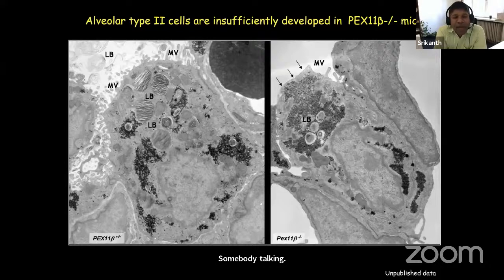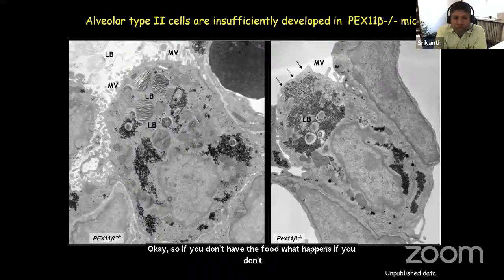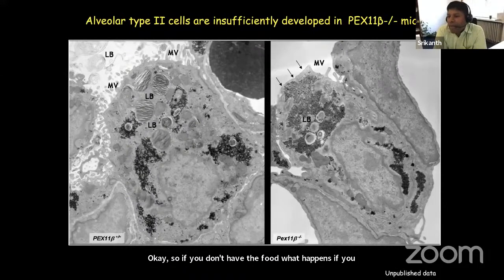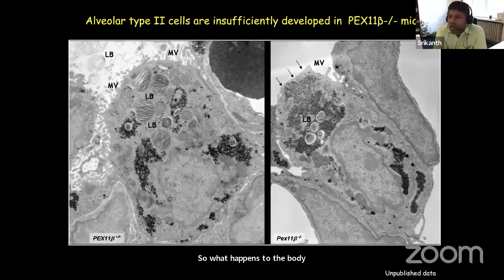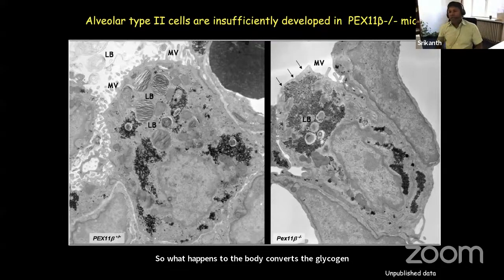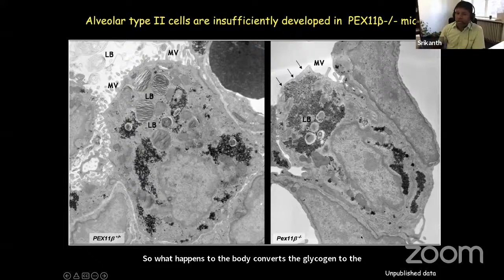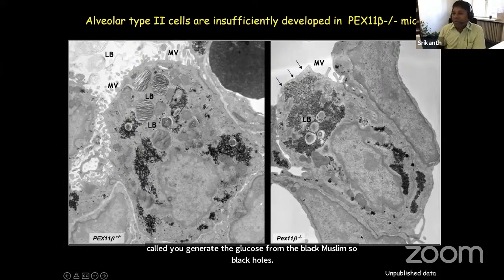Okay, so if you don't have food, what happens? If you don't eat for half a day or one day, what happens to you? You feel weak, and then the body converts the glycogen to glucose, right? So it's called gluconeogenesis: you generate glucose from glycogen. Glycogen is the reserve food that we have all the time in our body.